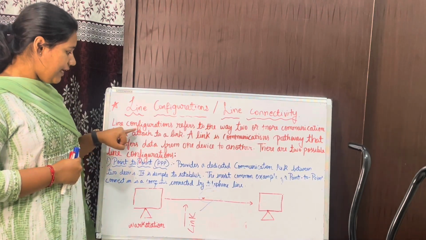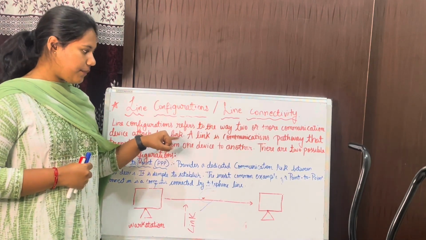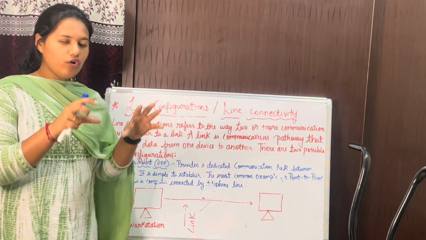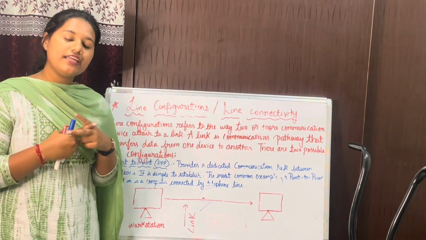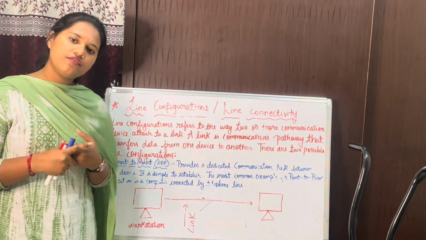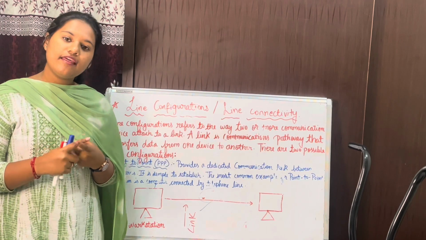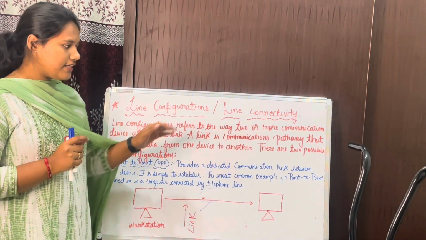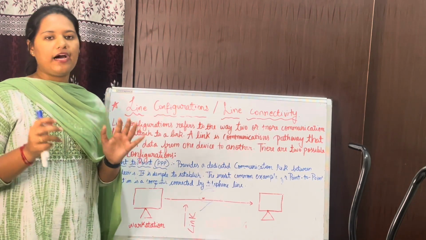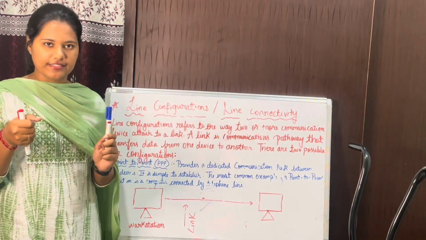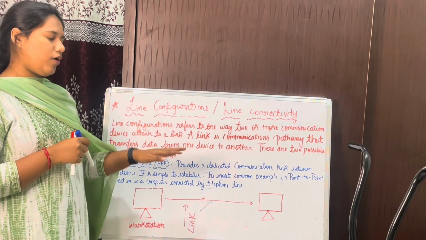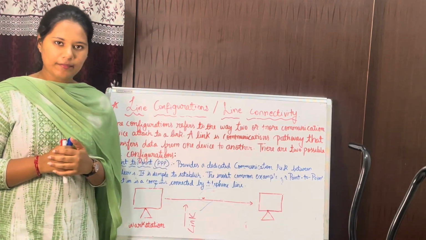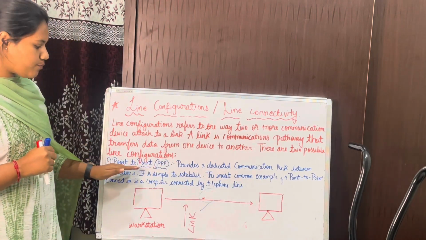But here you see, line configurations are nothing but the way in which two or more communication devices are connected with one another, and when they are connected with one another, they form a link between them, right? And this link is nothing but a communication pathway between two different devices. And there are two possible ways in which these links can be established. First one is point to point.